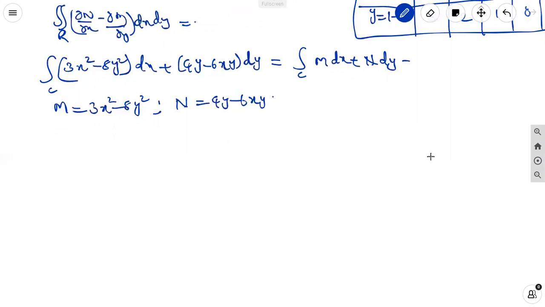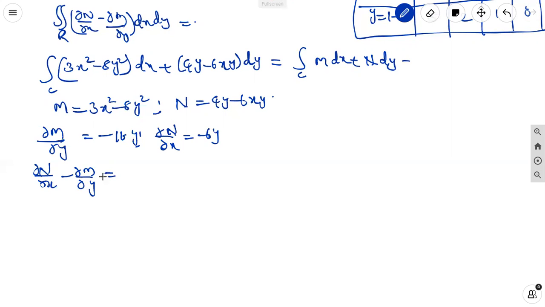Here, first we can calculate the double integral. For the double integral, what are the limits? That is the main thing. Here, first find dou M by dou y. It is equal to minus 8 into 2y, that is minus 16y. Dou N by dou x is equal to minus 6y. Dou N by dou x minus dou M by dou y, we already did in the previous problem only. Minus 6y minus of minus 16y, that is plus 16y, is equal to 10y.